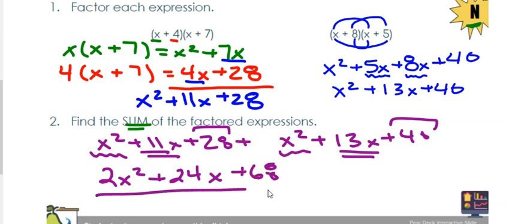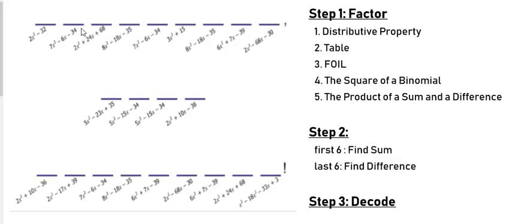So here is my final answer, which I'm going to use by going back to my decoder. And anywhere I see this expression, I'm going to put the letter N. So I see that expression here. I'm going to put the letter N. And down here, I'm going to, again, put the letter N. And now I'm ready to move on to my next term.